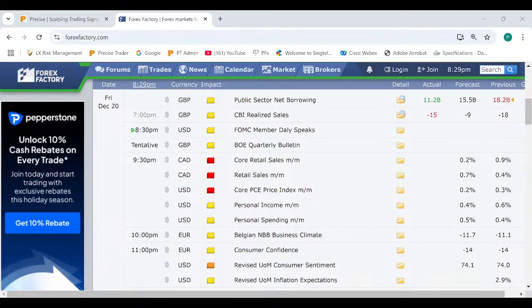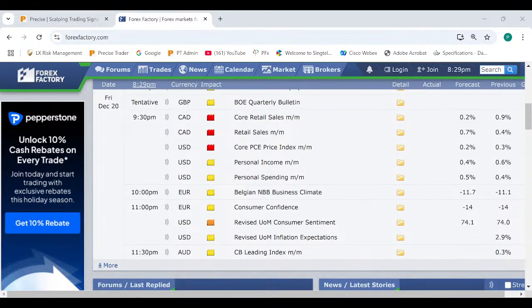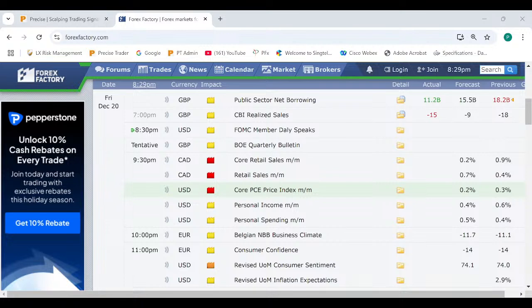Then from 2300 hours we have the revised UM consumer sentiment. Previous is 74 and forecast is 74.1. So basically the Canadian data is expected to show retail sales better than the previous month, and that's one of the reasons why the dollar CAD has started to strengthen.